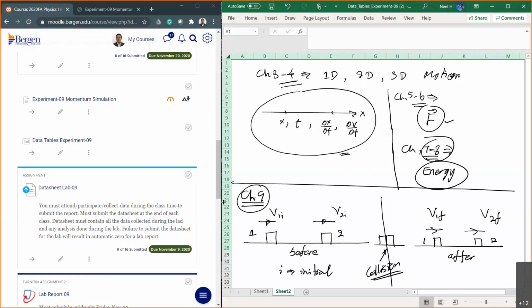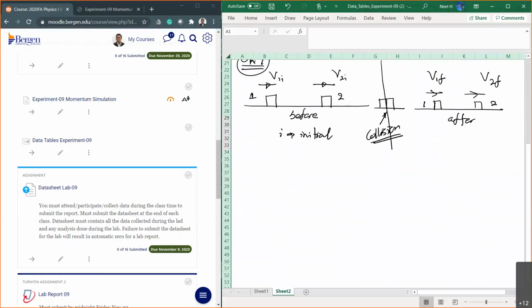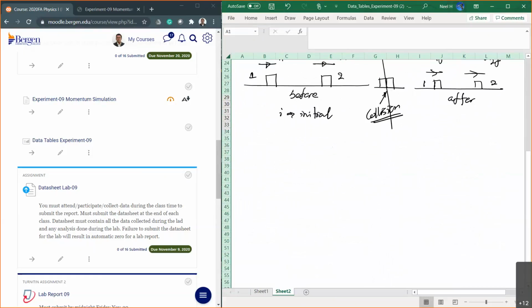When it comes to collision, there's a different type of collision we can investigate. There are two types of collision in general. All types of collision can be divided into two. One is called the elastic type of collision. The other one is called the inelastic type of collision.